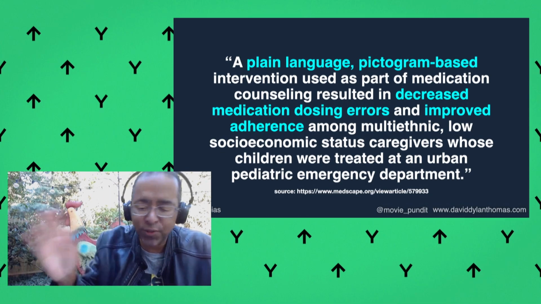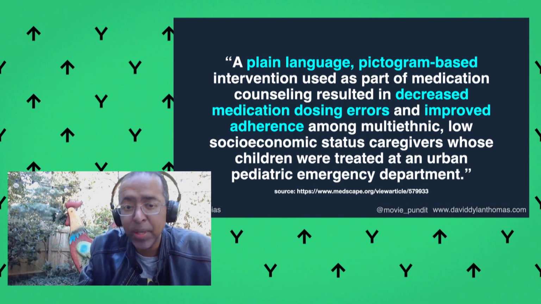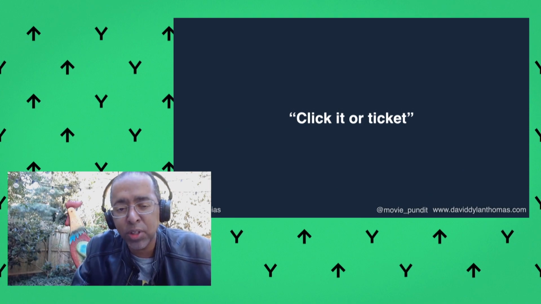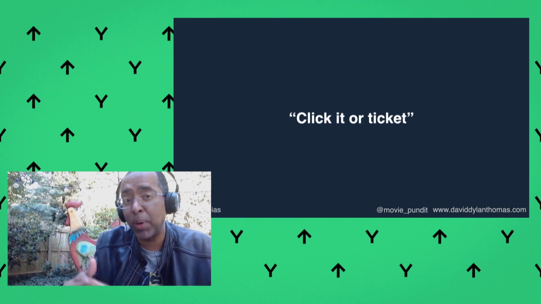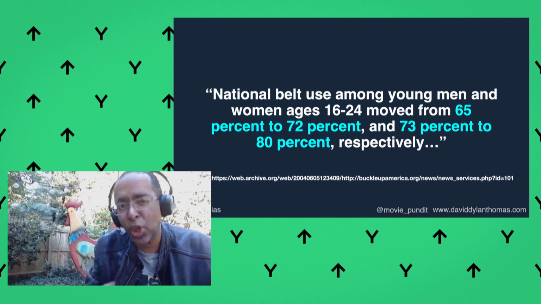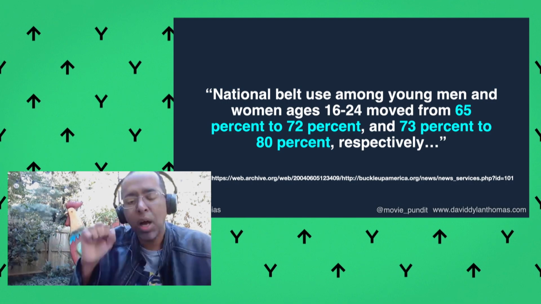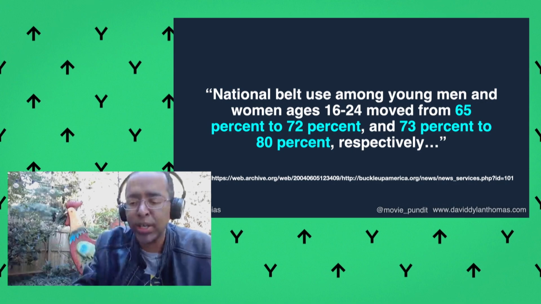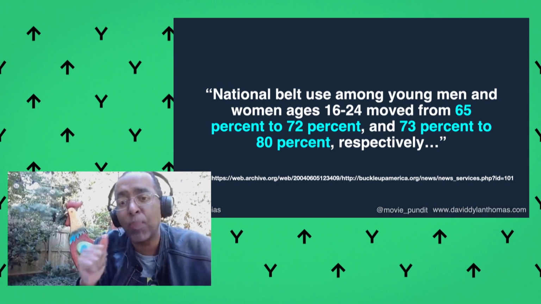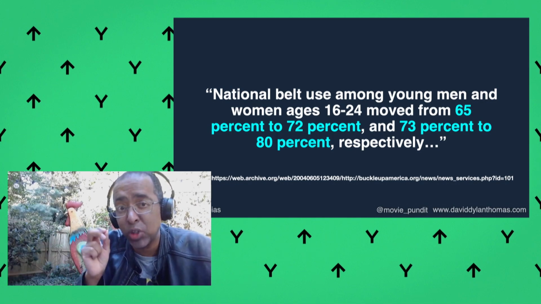Now, you might think, okay, that's fine for plain language and pictograms, but rhyming, really? Let's talk about click it or ticket. Here in the States, a while back, different states rolled out legislation that said if you don't buckle your seatbelt, you can get a ticket. And the legislation on its own did pretty well, but not as much among younger drivers. So they rolled out click it or ticket, and the results were that national belt use among young men and women ages 16 to 24 moved from 65% to 72% and 73% to 80% respectively.